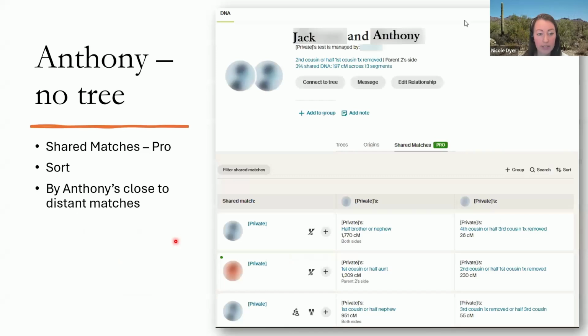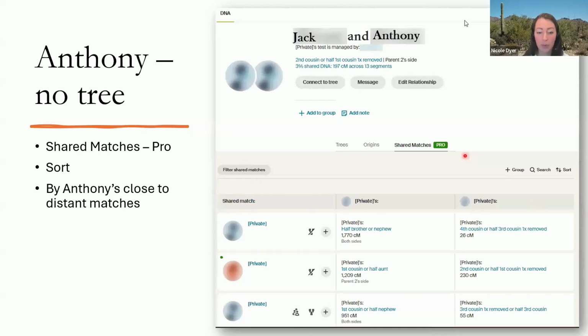His name is Anthony. I'll call him Anthony. He didn't have a tree. He didn't have any clues on his profile about his age or where he lived, just kind of had nothing, except for the fact that his test is managed by someone. The name there didn't really mean anything. It was a username.